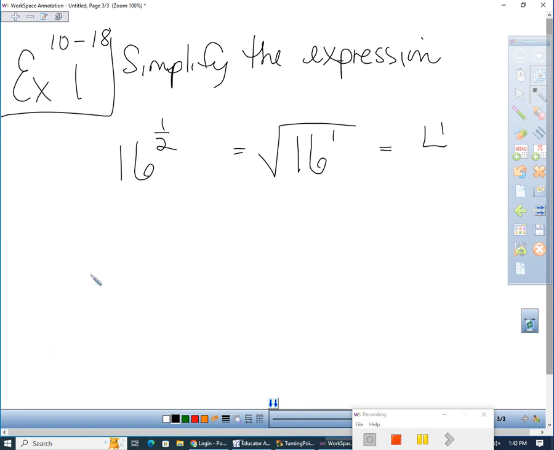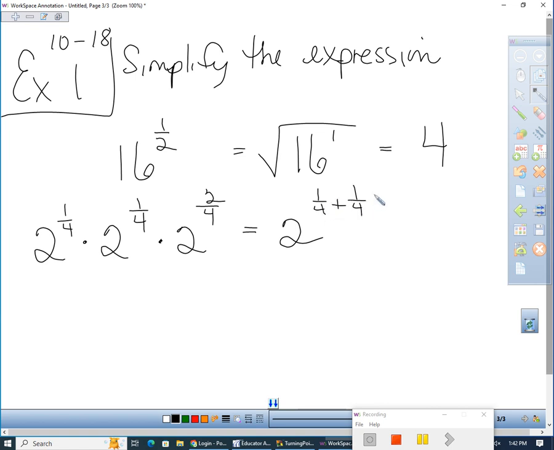What if I had 2 to the 1/4 times 2 to the 1/4 times 2 to the 2/4? I have the same base that I'm multiplying. So I keep the base and I add my exponents. 1/4 plus 1/4 plus 2/4 equals 1. So this is just 2 to the first power, or 2.